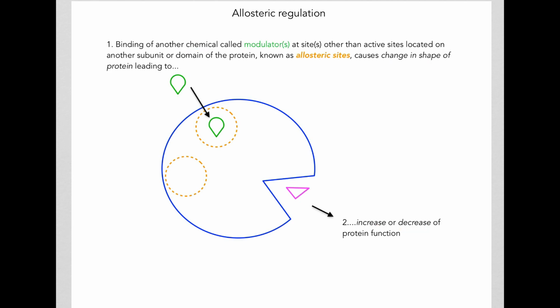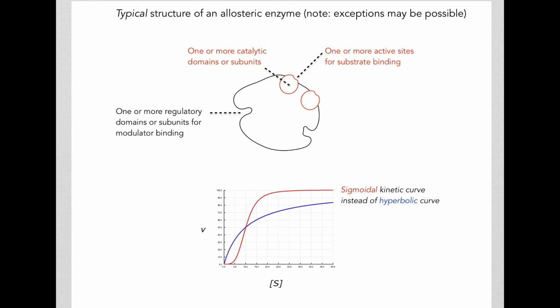So let's look at an allosteric enzyme. Let's look at the typical structure of an allosteric enzyme. Now I use the word typical because a biochemical concept cannot be generalized. We can quite often find exceptions to the concept. So not all allosteric enzymes will have this typical structure that we'll talk about.